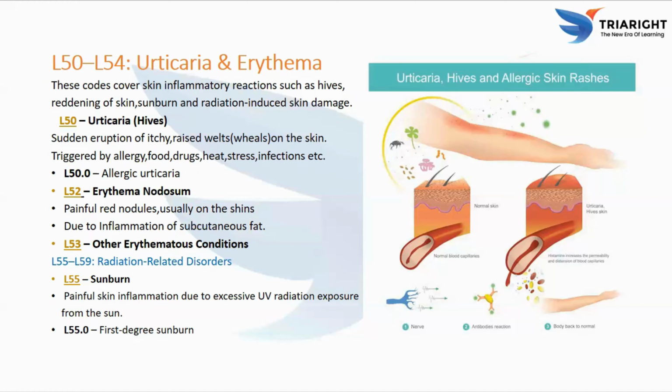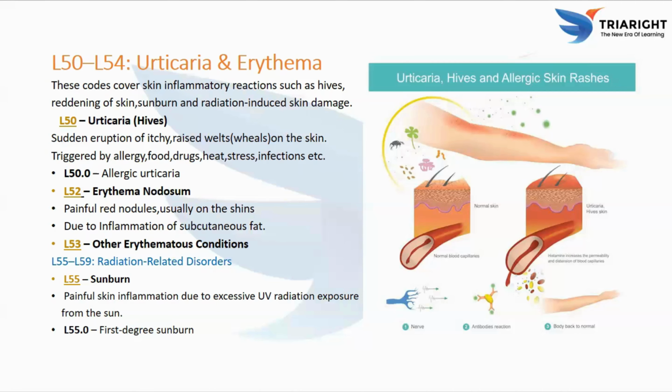The L55.0 code is assigned for first degree sunburn. It only affects the top layer of the skin, that is the epidermis. There are no blisters, but you can identify the pain and redness. For example, spending long hours on the beach without sunscreen.